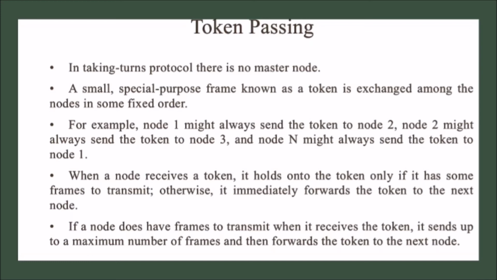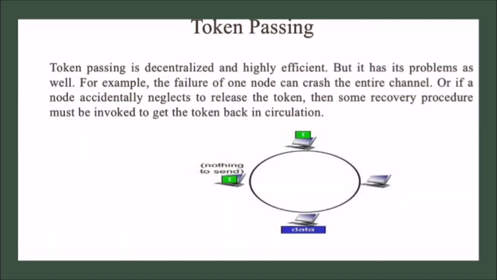If a node does have frames to transmit when it receives the token, it sends up to a maximum number of frames and then forwards the token to the next node. And if that particular node has nothing to send, it immediately forwards the token to the next node. So this is the view of how token passing works.